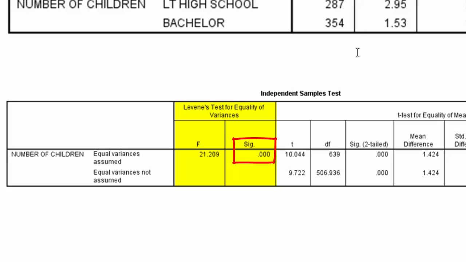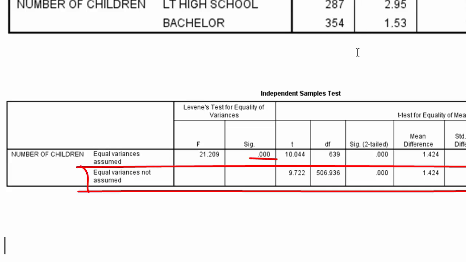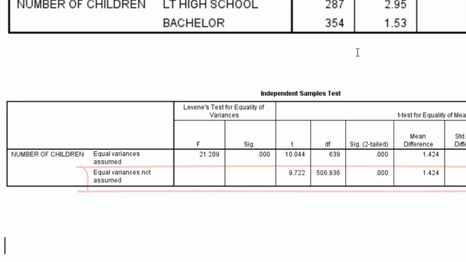So basically, if the significance level for Levene's test is less than 0.05, we use the bottom row. If it's greater than 0.05, we use the top row. So in this case, the significance level for Levene's test is 0.000. That is indeed less than 0.05, and therefore we use the bottom row. So we're going to assume that variances are not equal and use that bottom row. With that figured out, we can ignore the top row and just look at that bottom row.